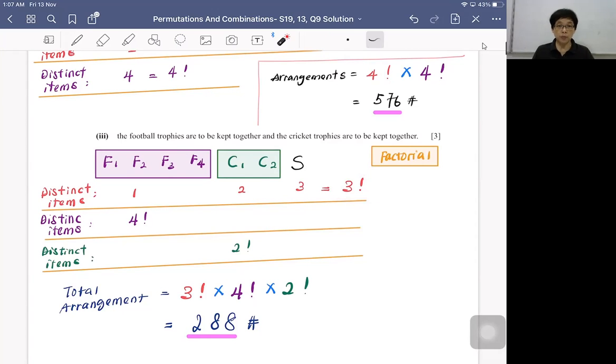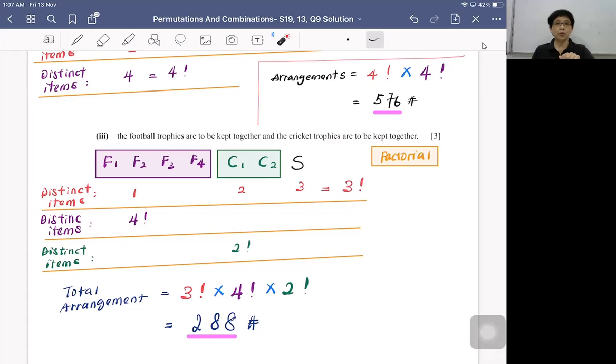Then we move on. Within the football trophies, you have 4 distinct football trophies, 4 different football trophies that you are going to juggle around. And that gives you, as you see in section 2, 4 factorial.